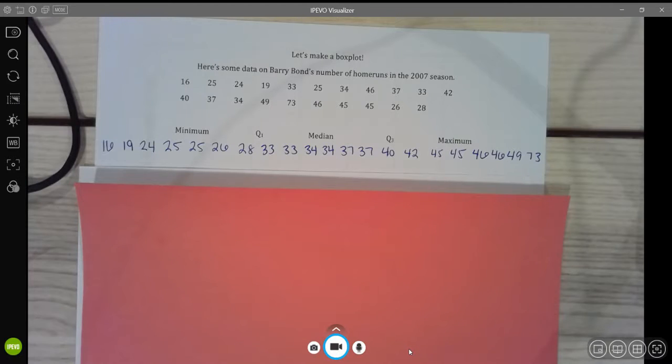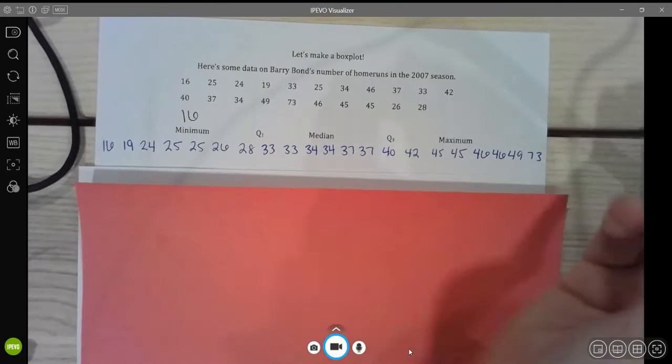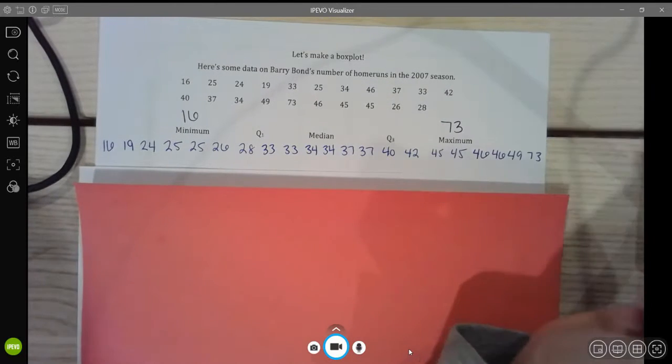You'll notice that I've put a spot for us to write the minimum, the Q1, the median, the Q3, and the maximum. Let's go ahead and do the minimum and the maximum first. So the lowest number on here is 16. The maximum number is 73.